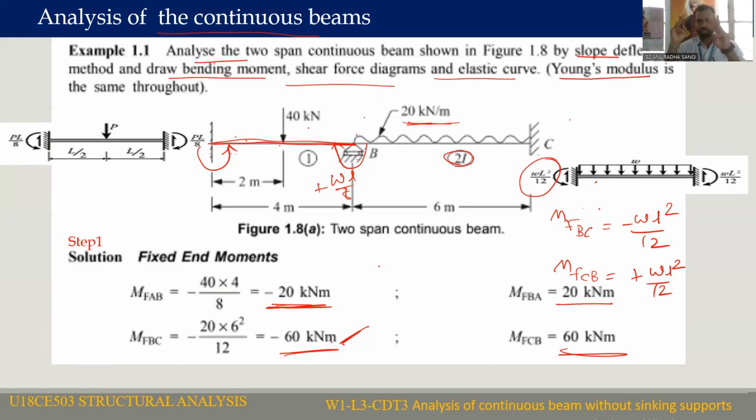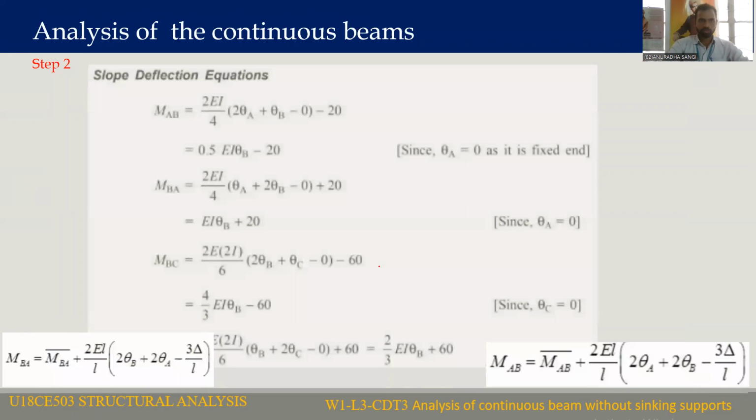Okay, so in total we have three types of moments that are going to develop at the supports. First one is due to loading, second one is due to settlement of support, third one is due to rotation of the support. So the fixed moment due to loading that we have calculated, we have to add to the rotation of support plus settlement of support effects, and then we are going to get the final moment. Okay, now we'll go to step 2.